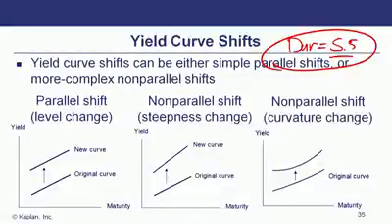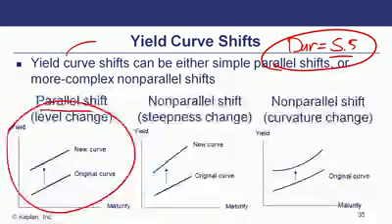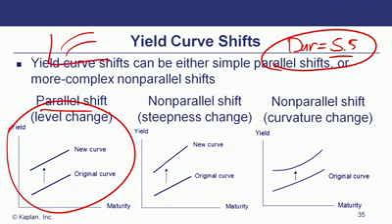When we did duration, the assumption is that we have a parallel shift in interest rates. All interest rates change by the same amount. You could have a curved yield curve, and all this is saying is that the shape of the curve before the change and after the change is the same. Interest rates moved up by the same amount, short, medium, and long. That's a parallel shift in interest rates. If we have a parallel shift, duration is going to do a pretty good job of explaining the change in the value of the bond.